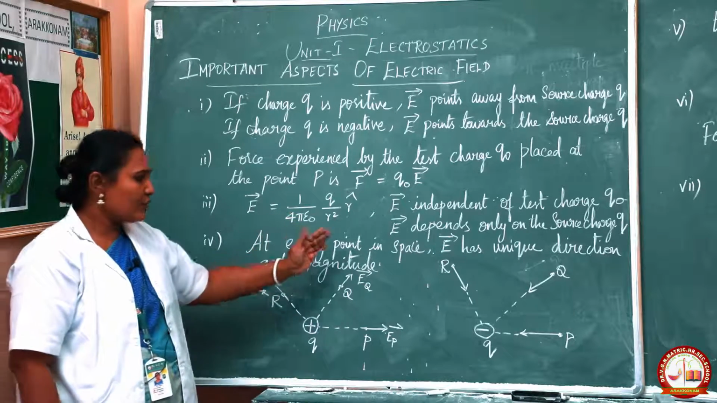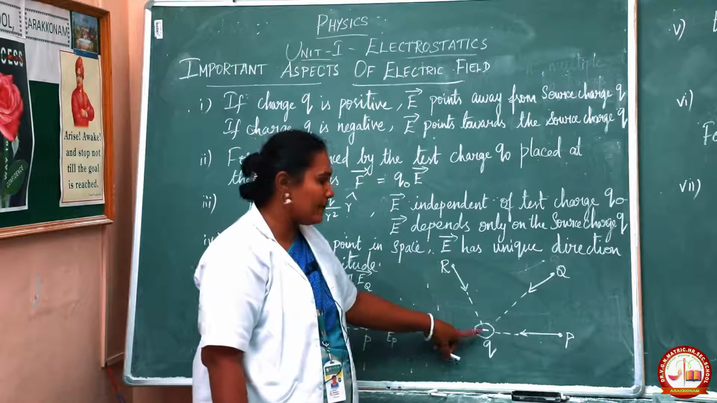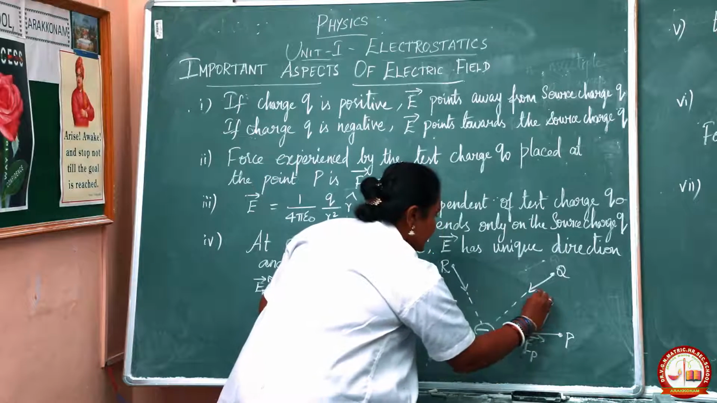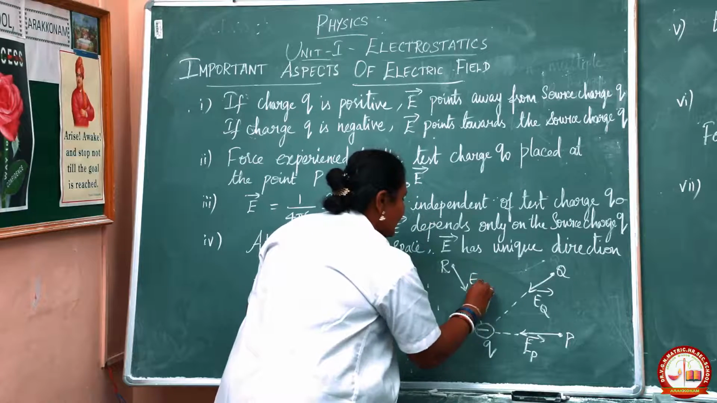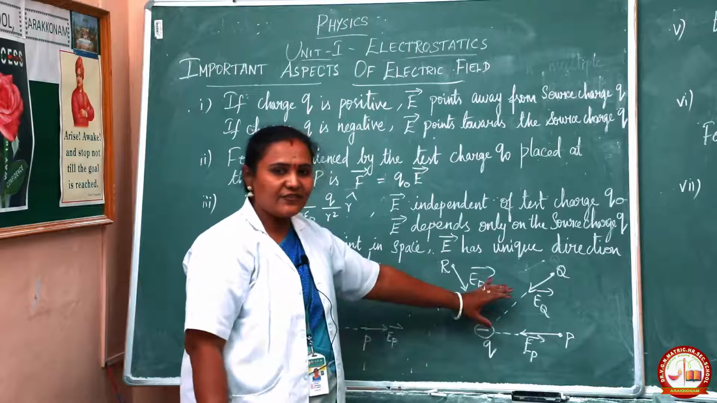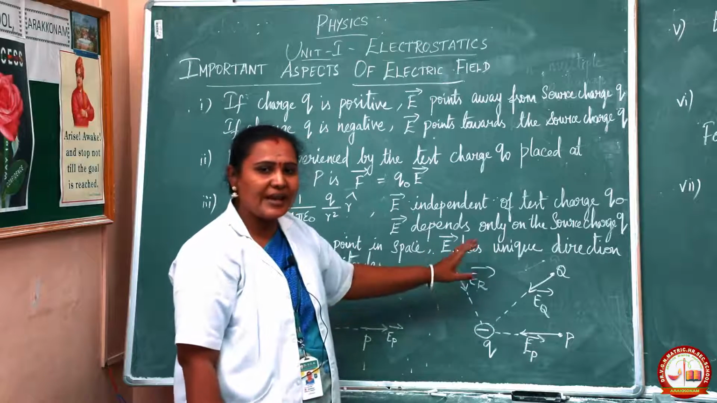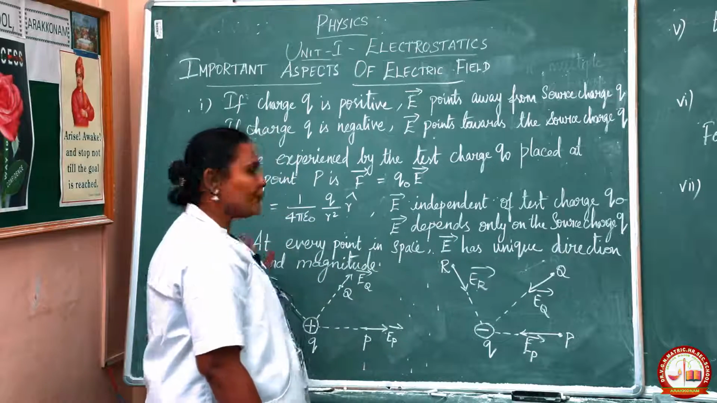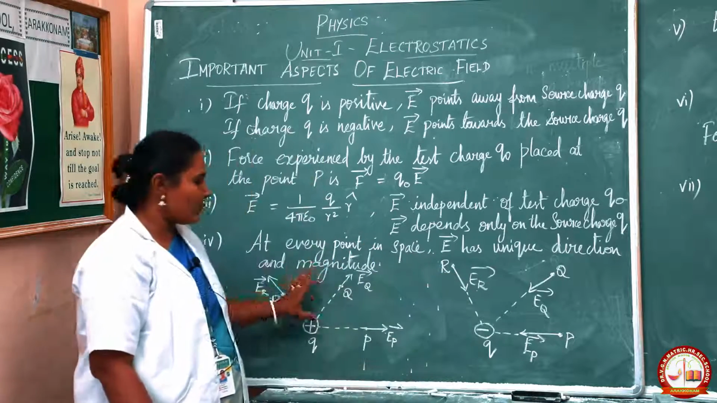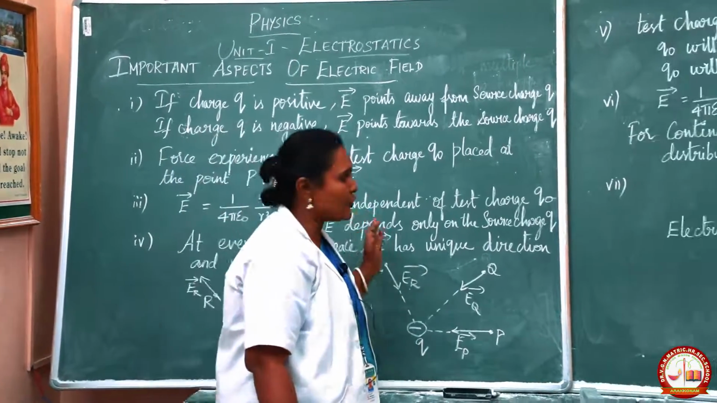The same thing holds for the negative charge. Here the negative charge is denoted by minus Q. The corresponding electric fields are denoted by EP vector, EQ vector and ER vector. In the same way, the electric field depends upon the distance; both are inversely proportional, electric field and distance. And that is the fourth important aspect of electric field. In this fourth point, we have seen that at the point P, the electric field is stronger compared to that of Q and R.